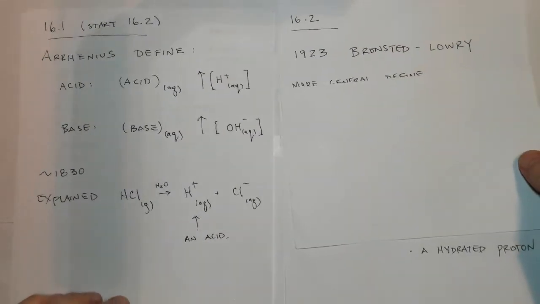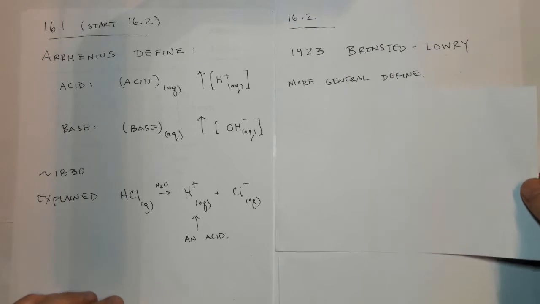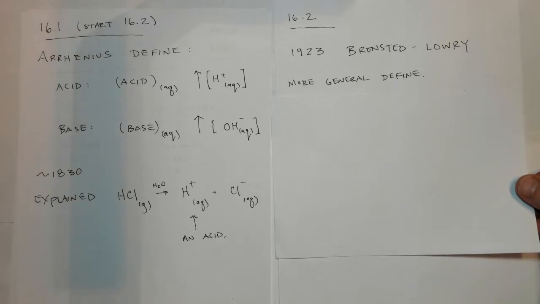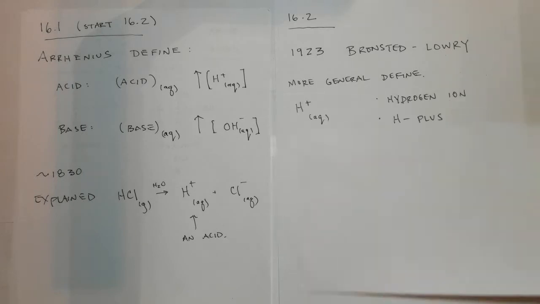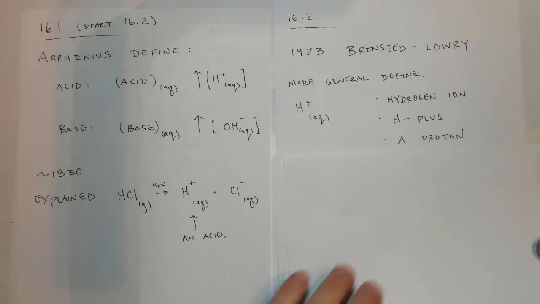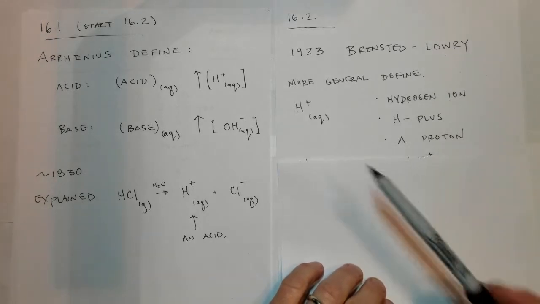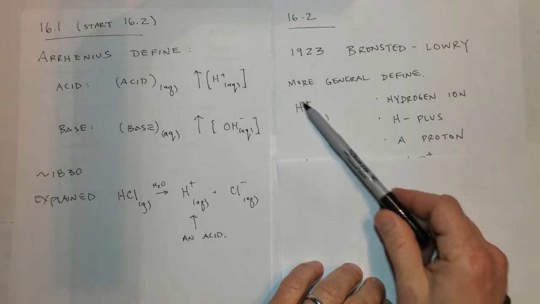About 100 years later, along came two chemists at the same time that weren't necessarily working together, but came up with a more general definition. And their names were Bronsted Lowry. And so for the rest of the chapter, we'll usually talk about the Bronsted Lowry definition of an acid and a base. And they said that acids were donors of hydrogen ions.